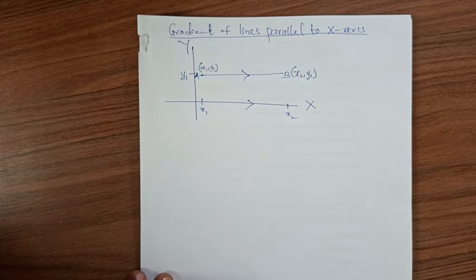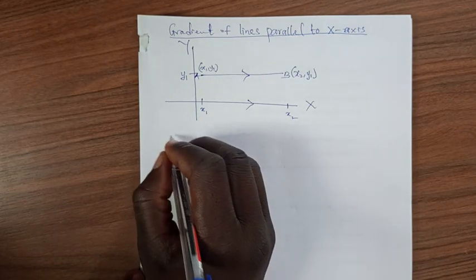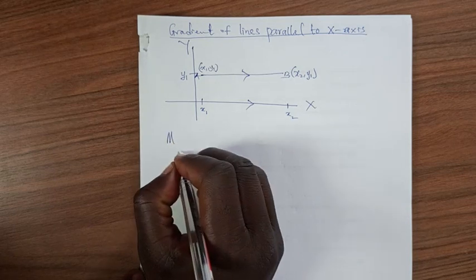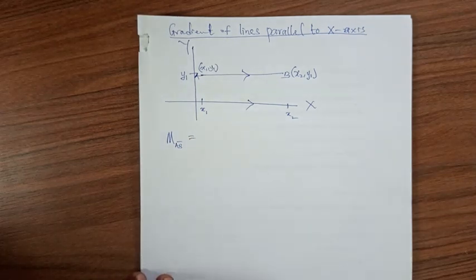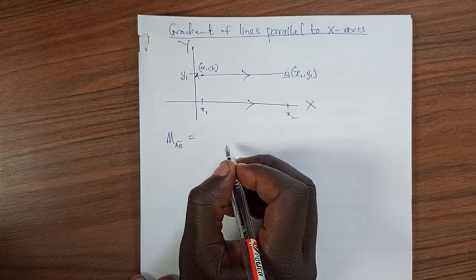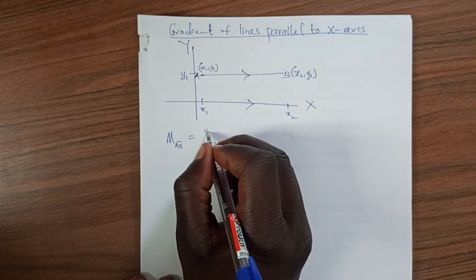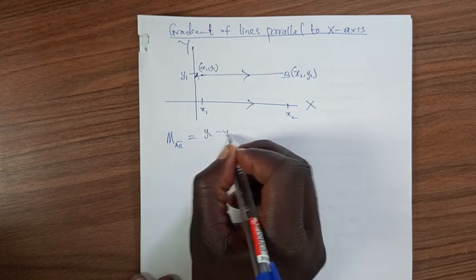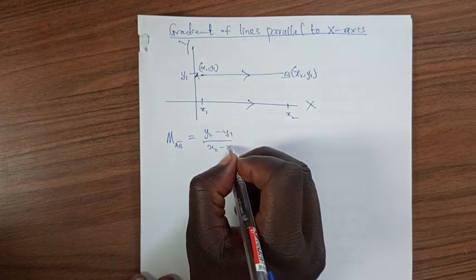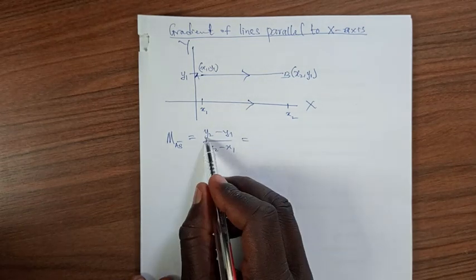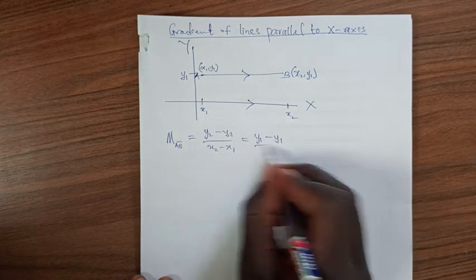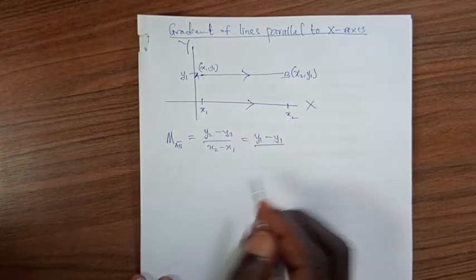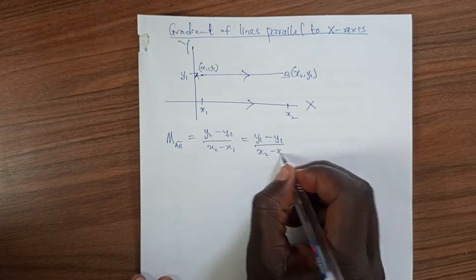Now the gradient of AB, now the slope, let me write the slope of line AB, because slope is usually denoted by m. So therefore, m of the line AB is equal to y2 minus y1, using the formula, over x2 minus x1. So y2 is the same thing as y1. So this is y1 minus y1 because there is no y2, over x2 minus x1.